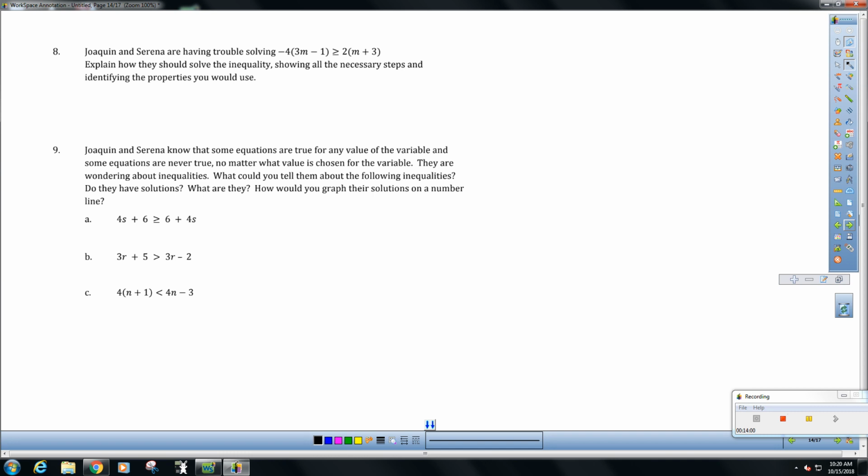First thing I'm going to use is the distributive property. I'm going to distribute the negative 4 on the left side and the 2 on the right side. So I have negative 4 times 3m. Well, I don't need to do that. Let me just write it out. You guys are good enough to do that. Okay, so it's negative 12m. Negative times a negative is a positive, so plus 4 is greater than or equal to 2m plus 6.